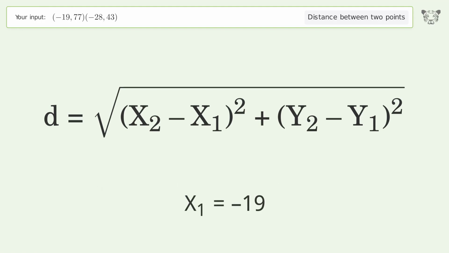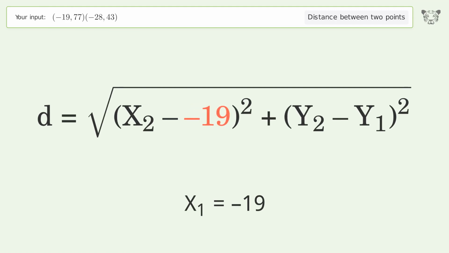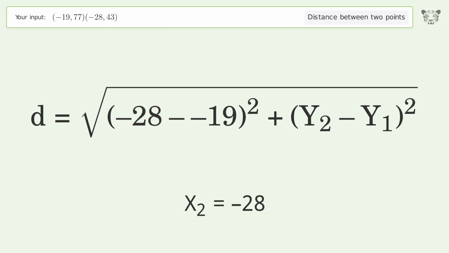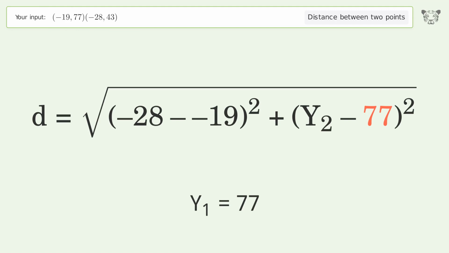x1 equals -19. x2 equals -28. y1 equals 77. y2 equals 43.